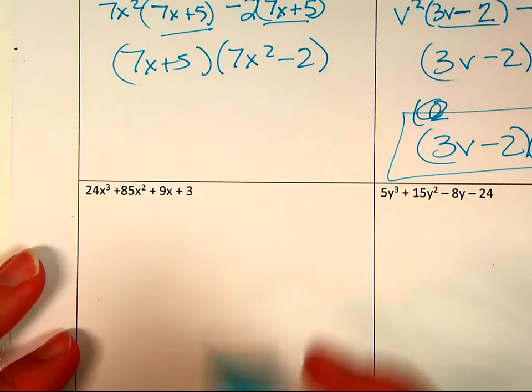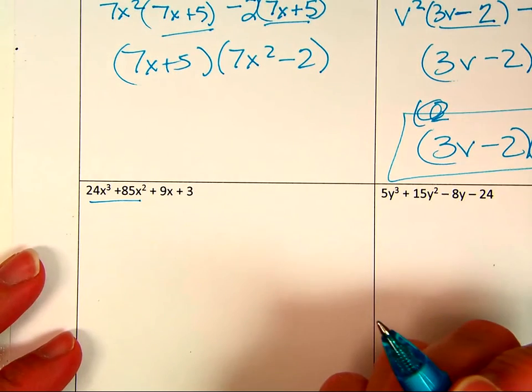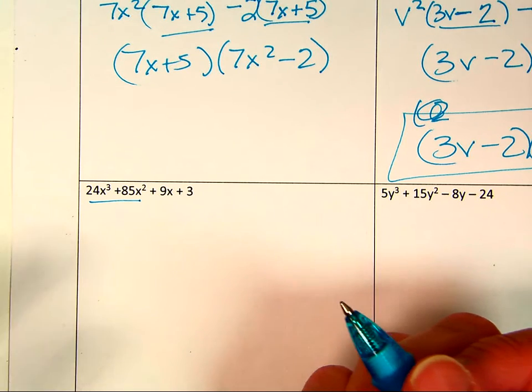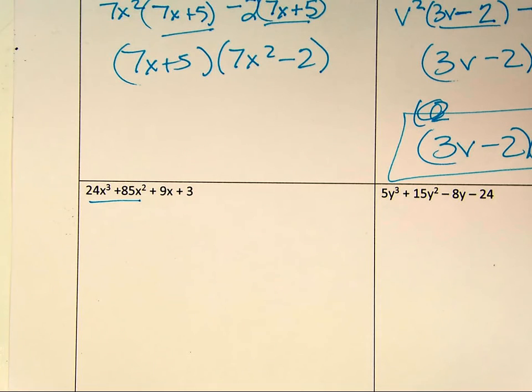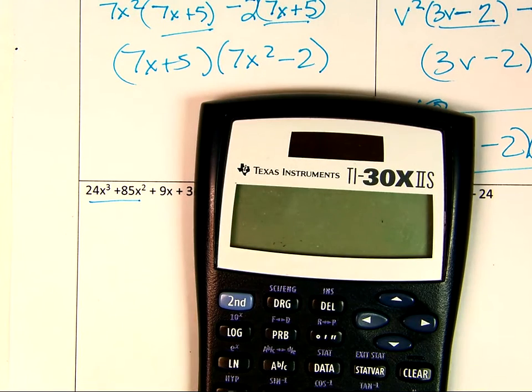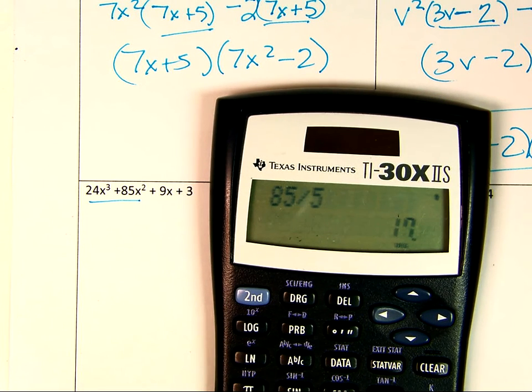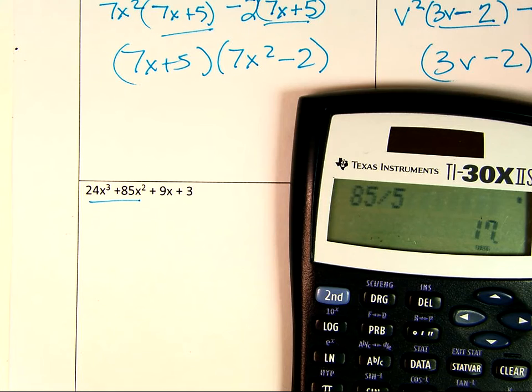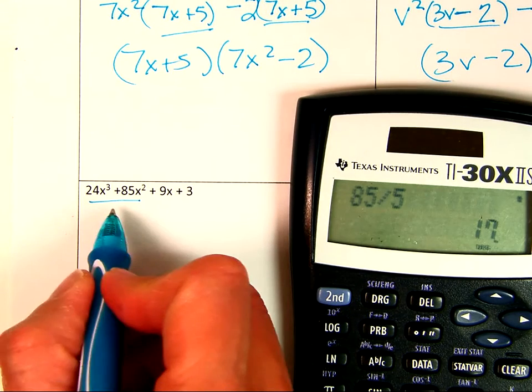Okay, greatest common factor between these two? I have no idea, so I would take, I'm not seeing the 85. 85 is 5 times what? So I take 85 divided by 5, and I get 17. Okay, there is no greatest common factor there. I'm wondering if I did that incorrectly. So we're going to call that prime. There's no greatest common factor here.